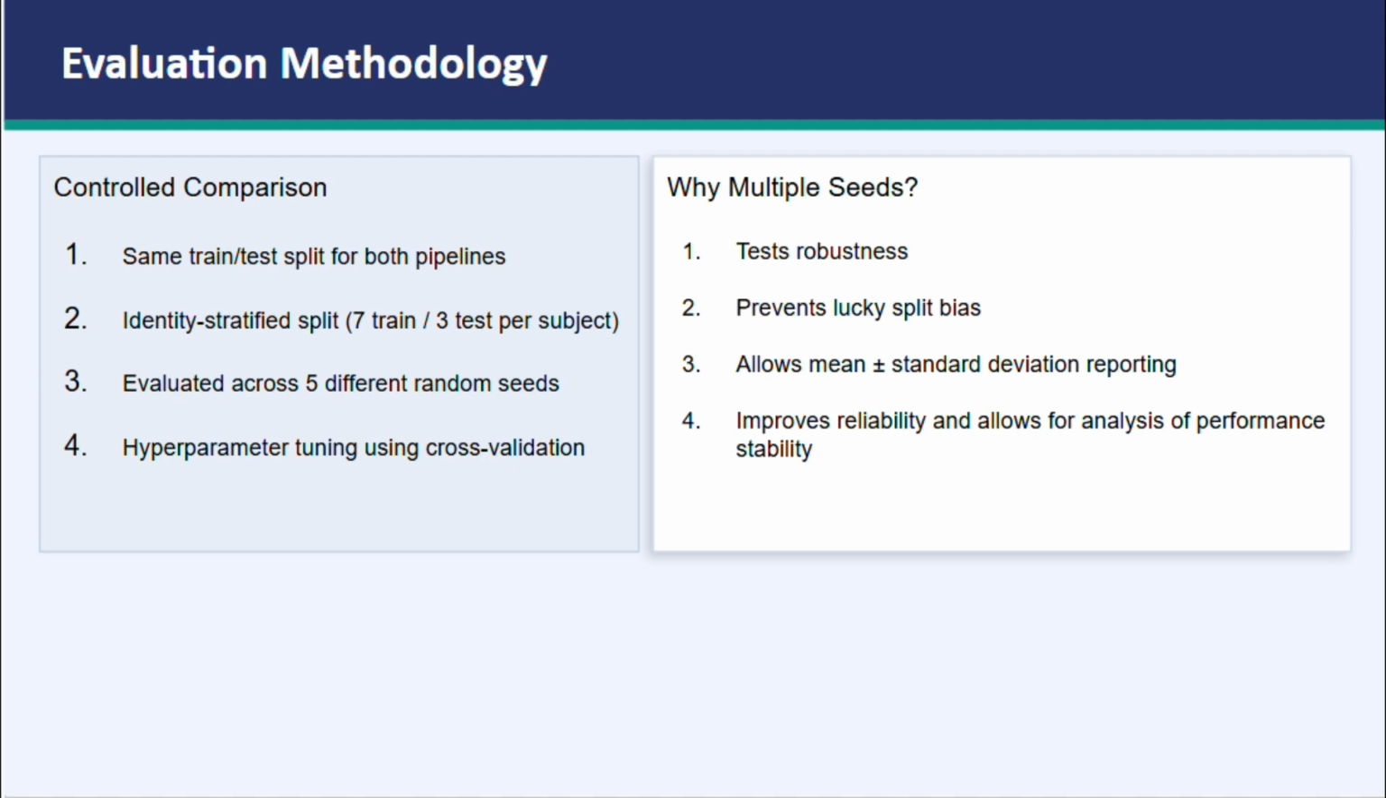Hyperparameters were tuned using 5-fold cross validation, ensuring systematic model selection. By evaluating across multiple seeds and reporting mean and standard deviation, we were able to assess not just performance but also robustness and stability.